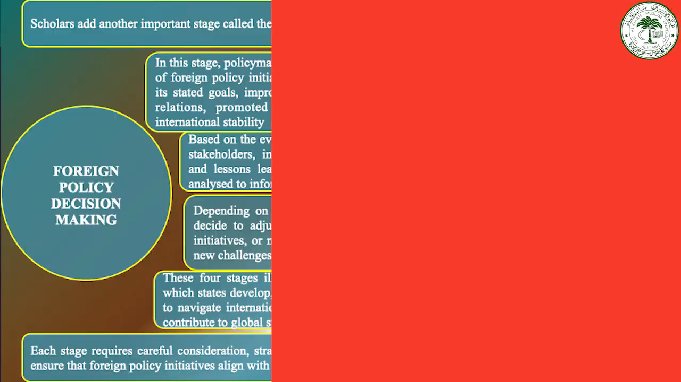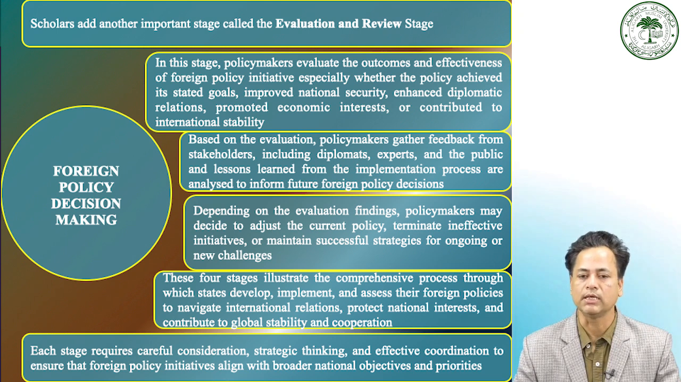Scholars add another important stage in foreign policy making, which is called the evaluation and review stage. In this stage, policymakers evaluate the outcome and effectiveness of the foreign policy initiative, especially whether the policy achieved its stated goals, whether it has improved the national security situation, enhanced the diplomatic relationship with other countries, promoted economic interest or contributed to international stability. So basically, this refers to the way foreign policy objectives are achieved, whether the national interest is served or not.